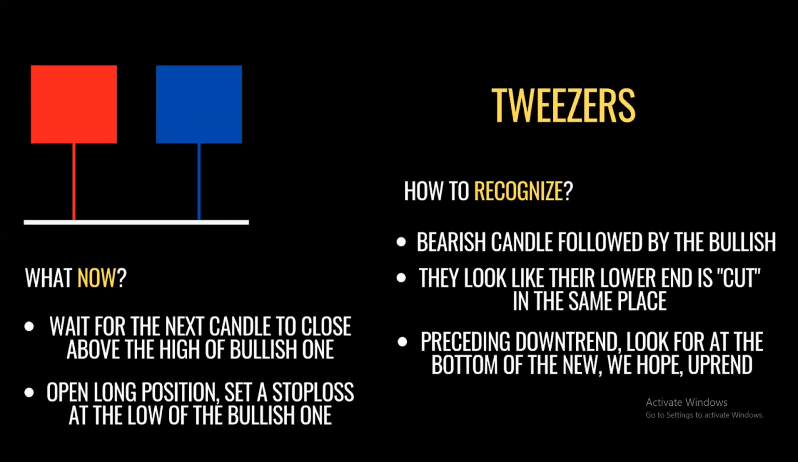Right, guys, number 5, tweezers. All right, they are pretty simple to understand as well, because their bodies are almost the same, and their wicks, their shadows, their lower shadows in this case, look like they've been cut with a wire, right? So they are almost the same. And just like every other one, we just wait for the next one to close above the high of the bullish tweezer. We set a stop loss at the low of the bullish tweezer and continue with the long position.